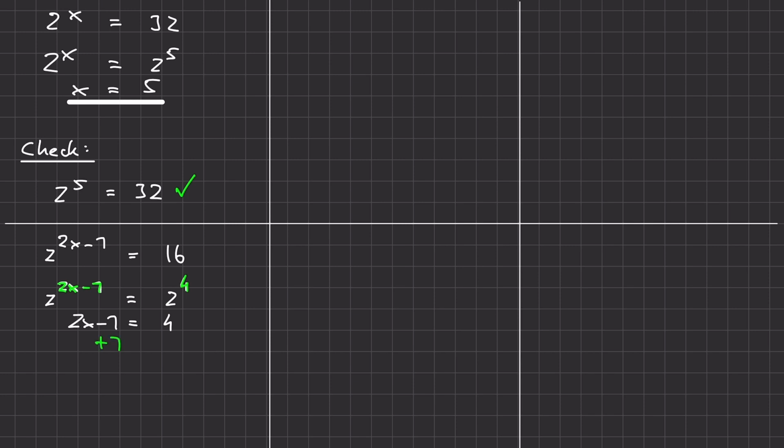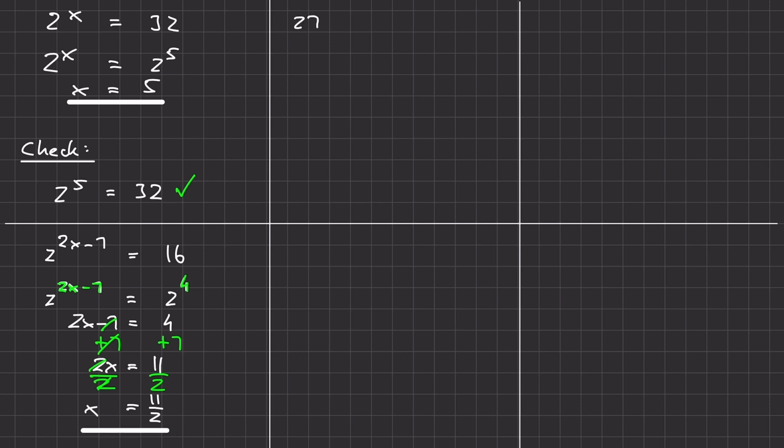After adding 7 to both sides, we get 2x equals 11. And after dividing by 2, we get x equals 11 over 2, which is 5.5, and we are done with this problem.